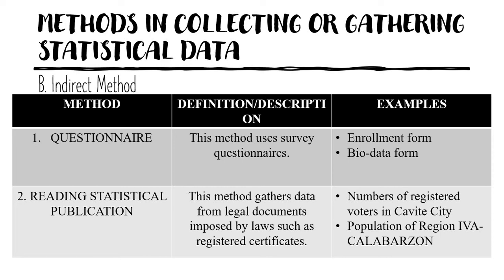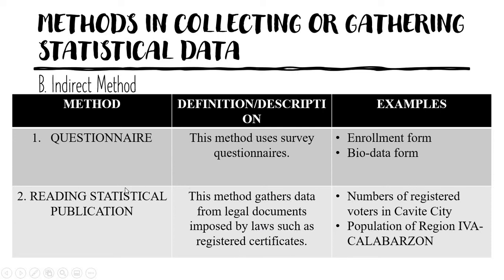Ganyan. Okay. So, indirect, kasi walang personal na pakikipag-usap o pag-o-observe, okay, doon sa situation or sa respondents, doon sa mga tao na kailangan natin kuhanan ng information or data. Kaya siya indirect. Next, we have the reading statistical publication. So, this method gathers data from legal documents imposed by laws such as registered certificates.